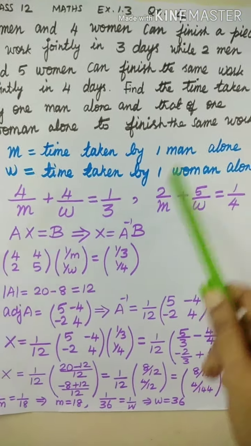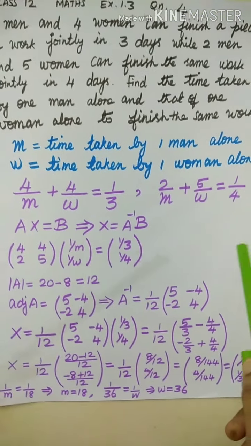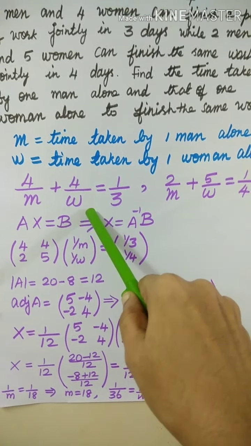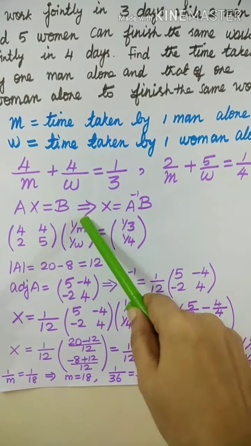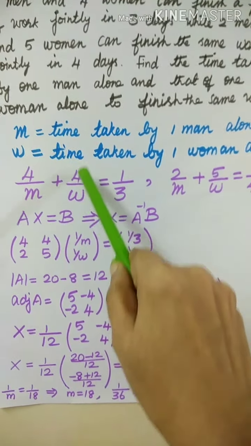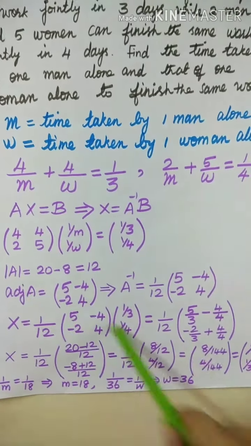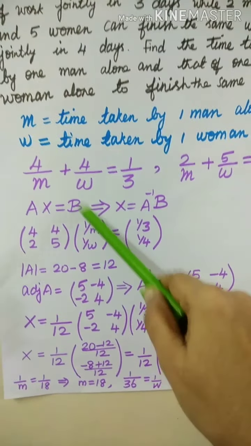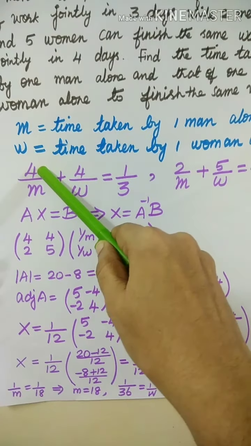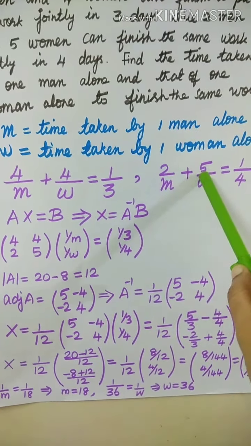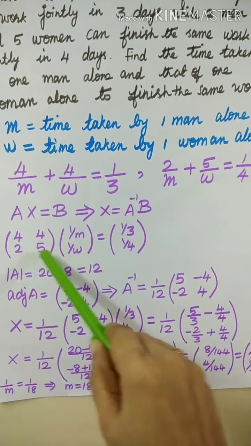It is the same as the other problems. The only idea is we have the variables in the denominator. Instead of writing x, y in the matrix form, since they are in the denominator, I will write 1 by m and 1 by w. The remaining procedure is one and the same. How will you write AX equal to B format? Here I have the numbers 4, 4 and the second equation is 2, 5. So we write 4, 4, 2, 5.